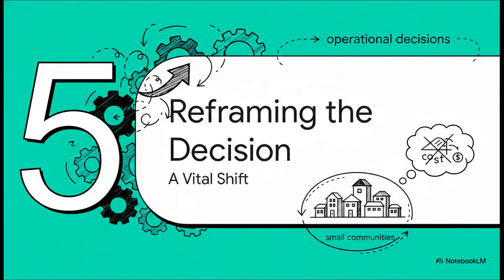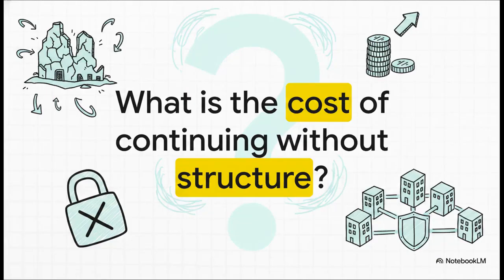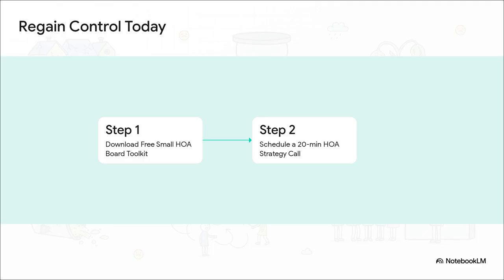As we wrap up this explainer, we arrive at Section 5, Reframing Your Board's Decision. The insights we've covered today demand a total perspective change. Instead of agonizing over what management costs, you absolutely have to ask, what is the cost of continuing without the right structure? The real existential risk to your community isn't spending money on a management structure, it's losing control over how your community operates. So, if your board is dealing with recurring issues, budget chaos, or total burnout, don't ignore it. Treat those as glaring warning signals.